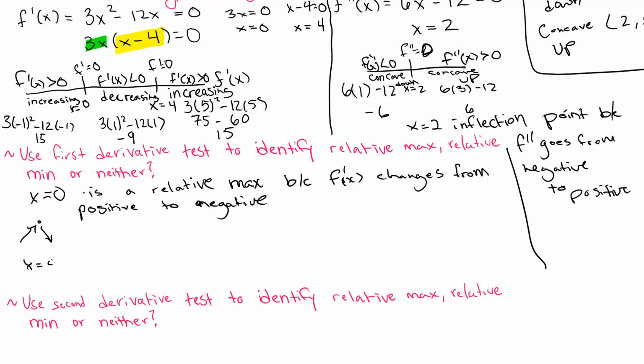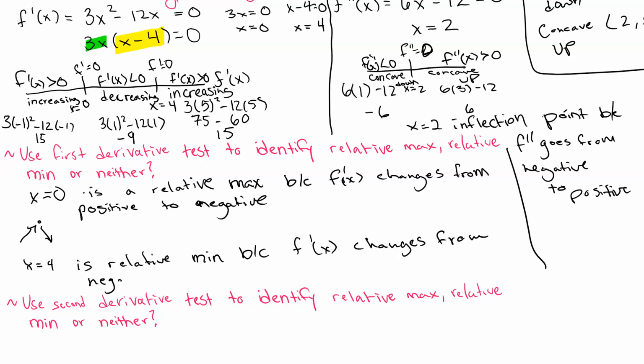At x equals 4, we've got a relative min. And that's because our first derivative changes from negative to positive. If you're thinking about that, a negative first derivative means decreasing, right? And then we switch to increasing, a positive first derivative, which makes it a relative min.